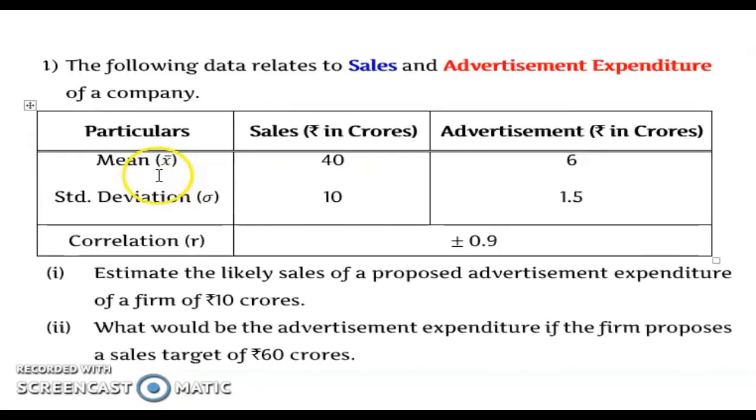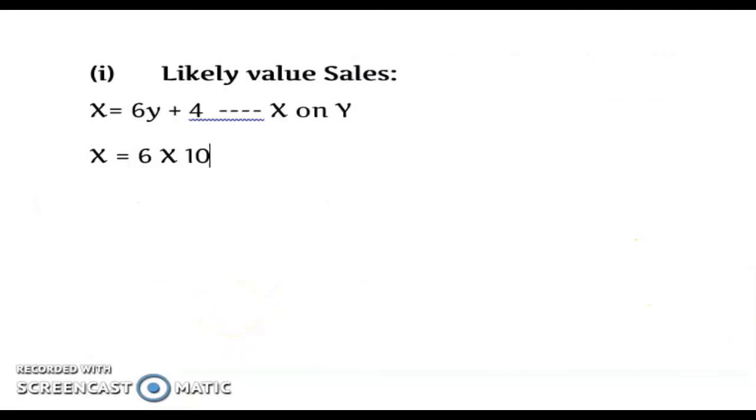So this is our x on y equation, underlined and in bold. We'll be using this equation to find the value of sales. The x value we need to find out. So x is equal to 6y plus 4. What is the value of y they have given? They said the advertisement expenditure of a firm is ₹10 crore. So y is 10.